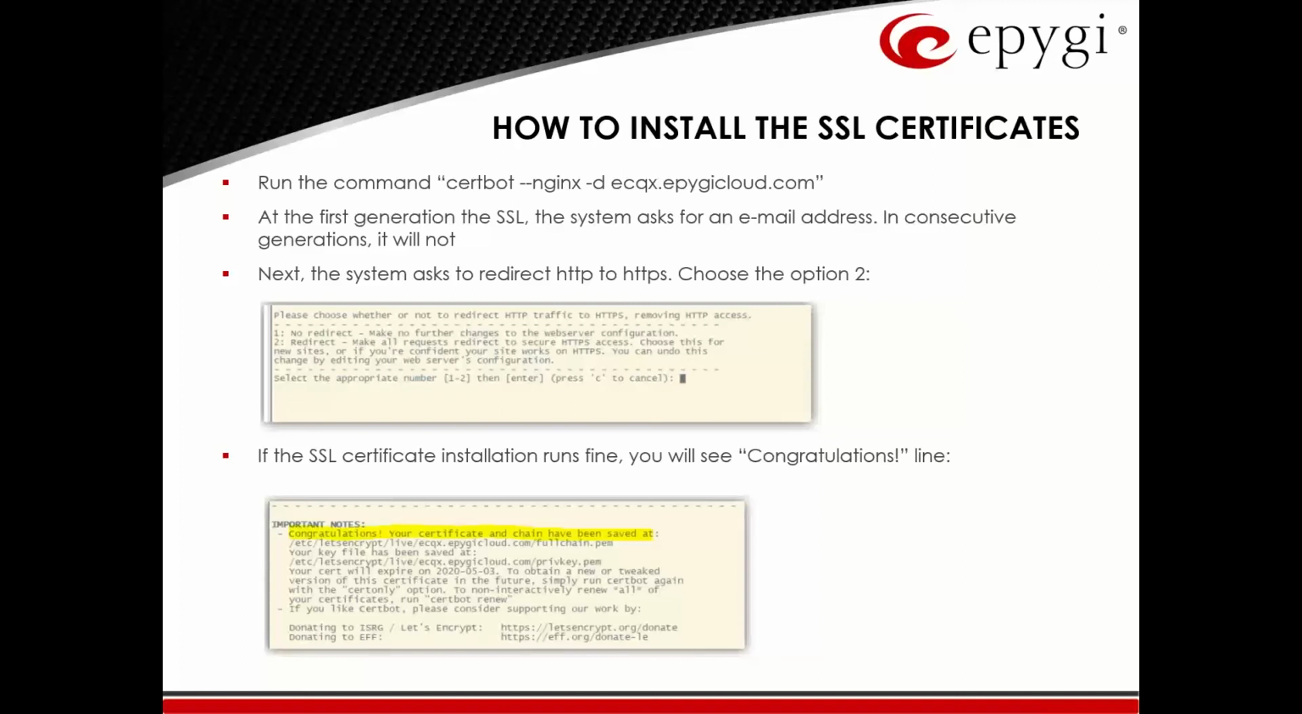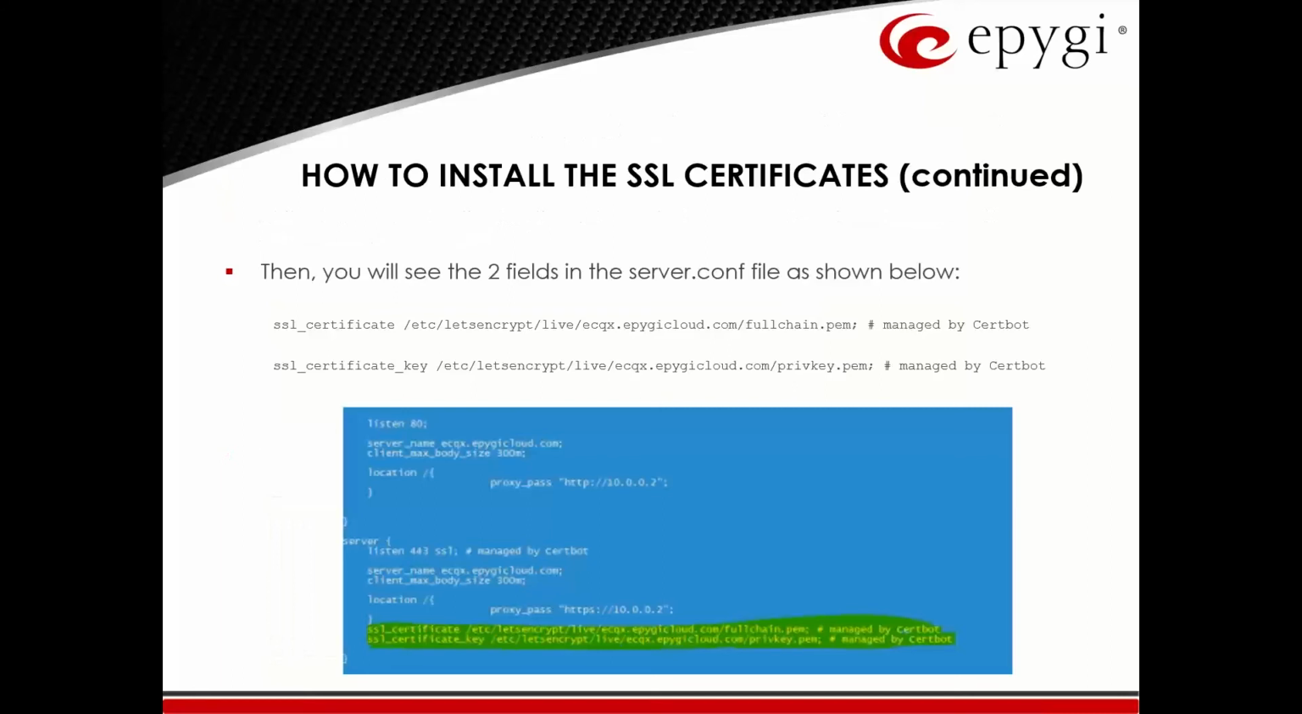Next, the system asks to redirect HTTP to HTTPS. Choose option 2. If the SSL certificate installation runs fine, you will see the congratulations line. You will notice the two lines in the server.conf file, ssl_certificate and ssl_certificate_key, as shown here.